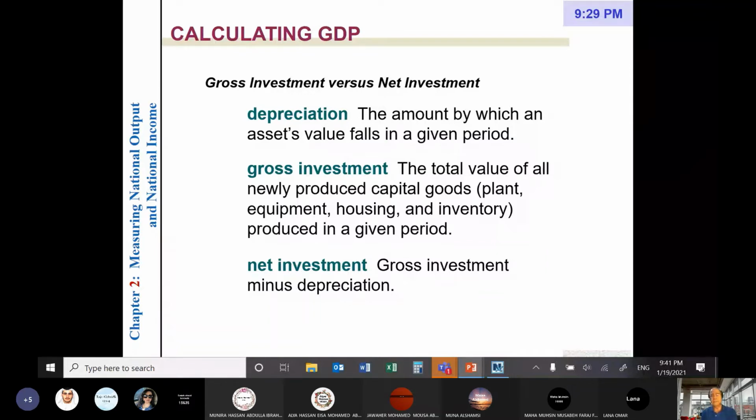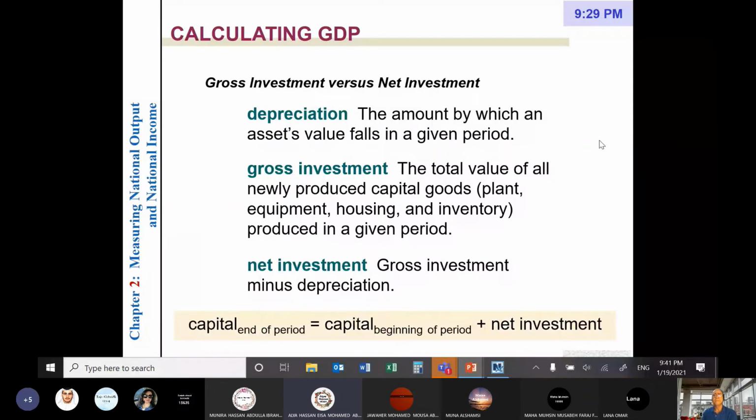So, Alia Hassan, go ahead. Gross investment: the total value of all newly produced capital goods, plant, equipment, housing, and inventory produced in a given period. So what is gross investment? Total spending to add new machines, residential and non-residential investment, and the change in business inventory. It's different from net investment. What is net investment? Gross investment minus depreciation. So again, this is another equation: net investment equals gross investment minus depreciation.